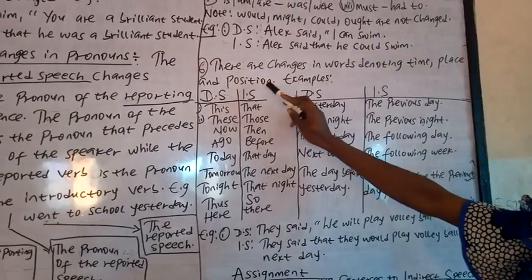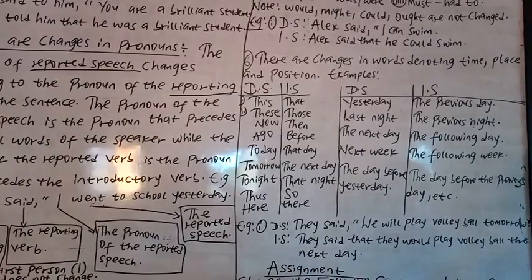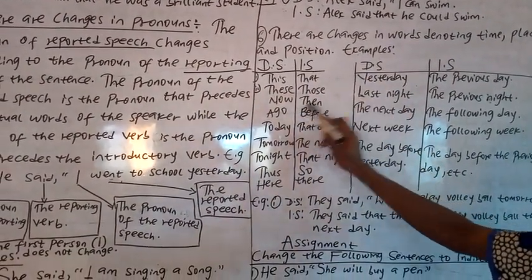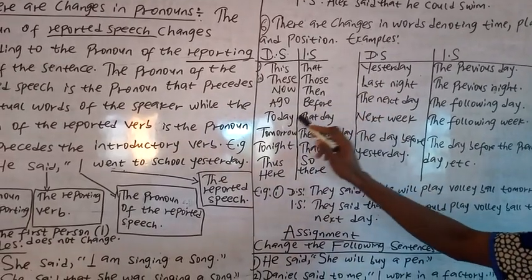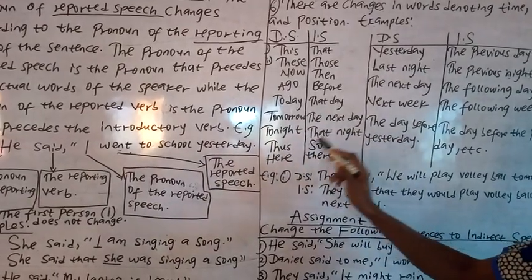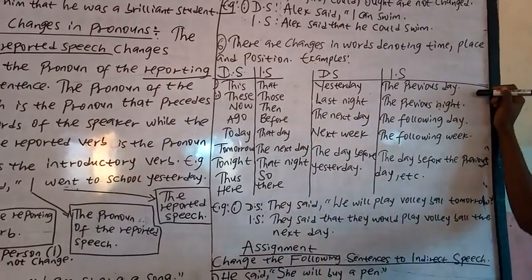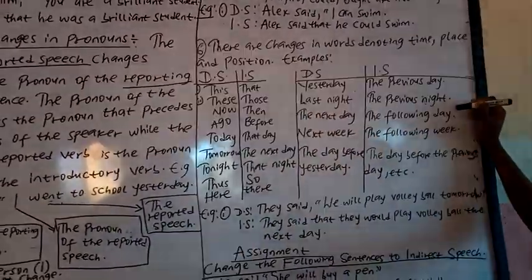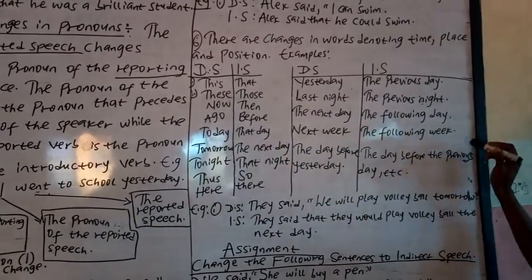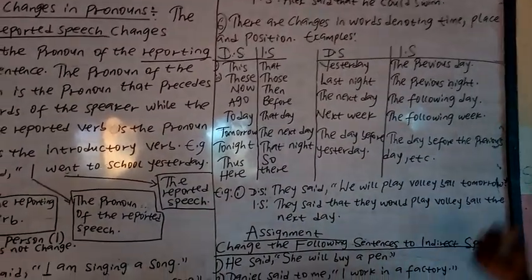Okay? Then number six, there are changes in words denoting time, place, and position. Examples: this changes to that, these to those, now to then, ago to before, today to that day, tomorrow to the next day, tonight to that night, here to there. Yesterday becomes the previous day. Last night, the previous night. The next day, the following day. Next week, the following week. The day before yesterday, the day before the previous day, and so on.